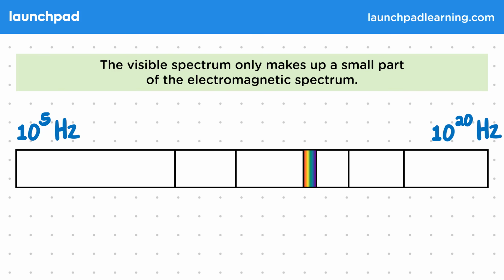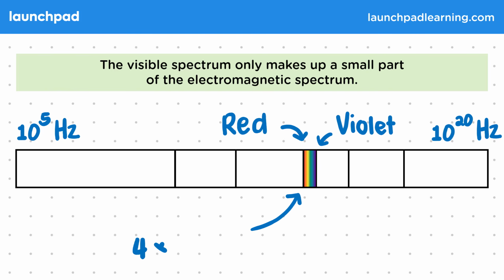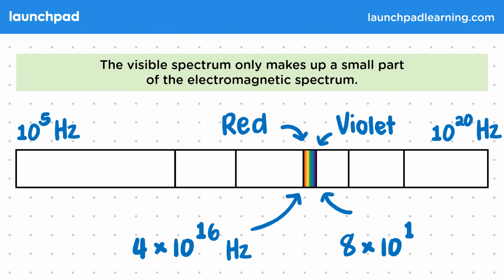Well, it would go in this small section here, with the red end of the spectrum on the left and the violet end on the right. The frequencies of these ends are roughly 4 times 10^16 Hz and 8 times 10^16 Hz. You don't need to remember these values though, but you should be aware just how small this range is compared to the rest of the spectrum and the groups in it.